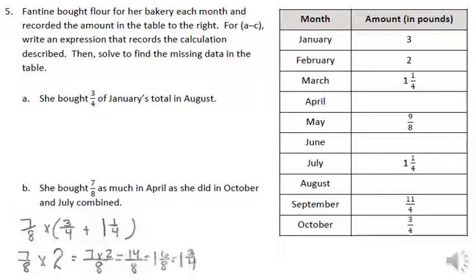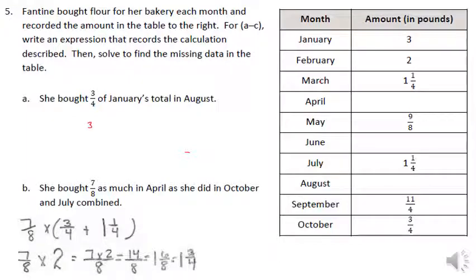Okay, Fantine bought flour for her bakery each month and recorded the amount in the table to the right. For A through C, write an expression that records the calculation described. Then solve to find the missing data in the table. Okay, A said she bought 3/4 of January's total in August. Okay, so let's see if I can find my pen here. There it is.